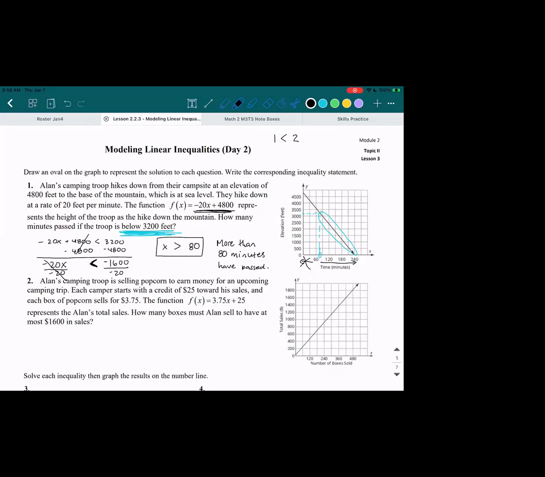Now, I told you that if we were to multiply or divide by a negative number, you must flip the symbol. So let's do the most basic thing and multiply both sides by negative 1. So I'm going to multiply by negative 1.